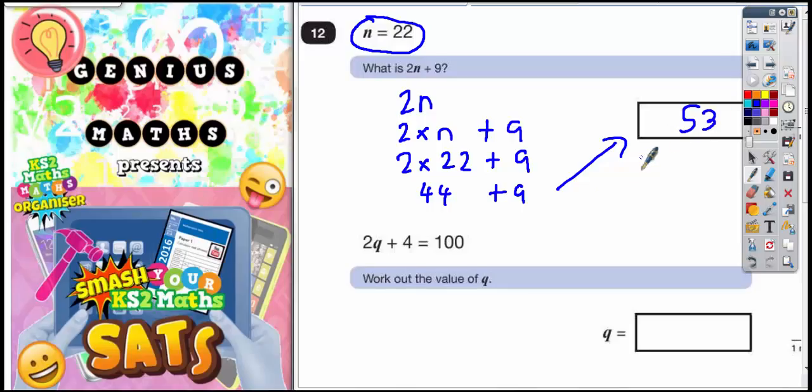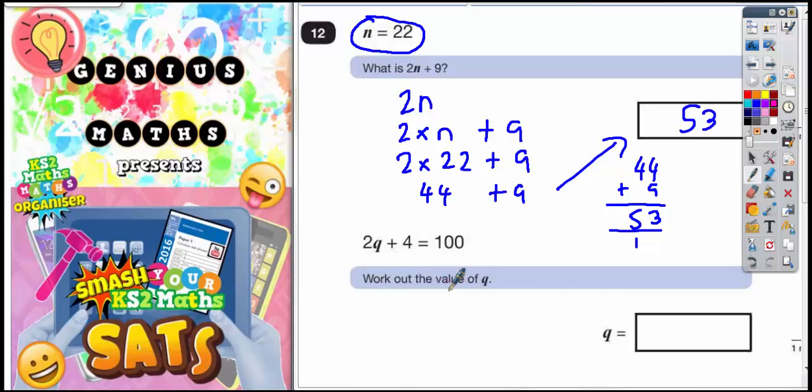But if you just want to double check, 44 plus 9, 4 plus 9 is 13, put your 3 in, carry your 1, and 4 plus this one here is 5. So the first part of the answer is 53. Now let's look at the second one.